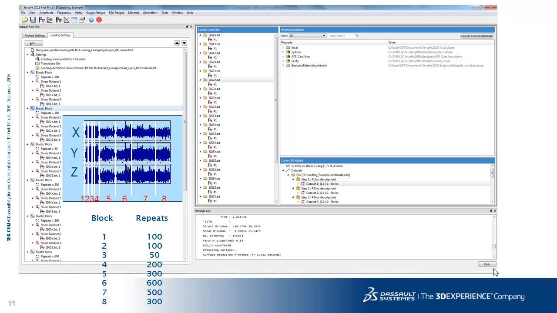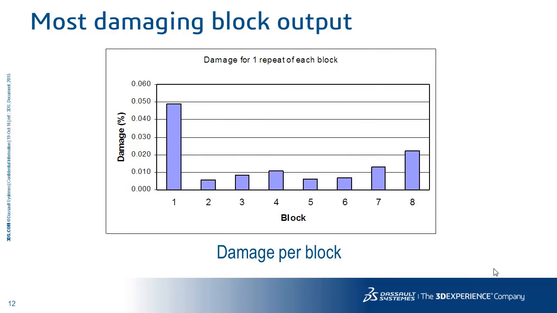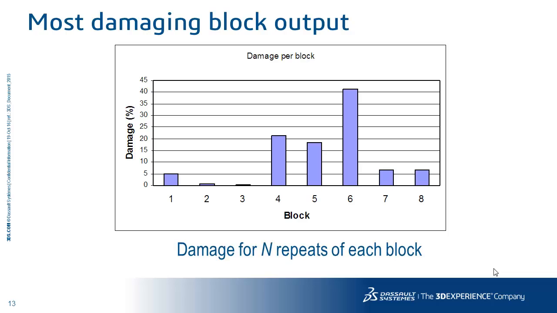And then what we can do when we're done is we can look at the damage that's done in each block, and you can actually create contours for this. I'm just showing graphs. And you can see that for one repeat of each block, block 1 was, for instance, in this case, the worst. We can also look at the damage over the number of repeats, and we can see that even though block 1 was the worst by itself, due to the number of repeats, block 6 contributed the most damage to the ultimate failure of the component.